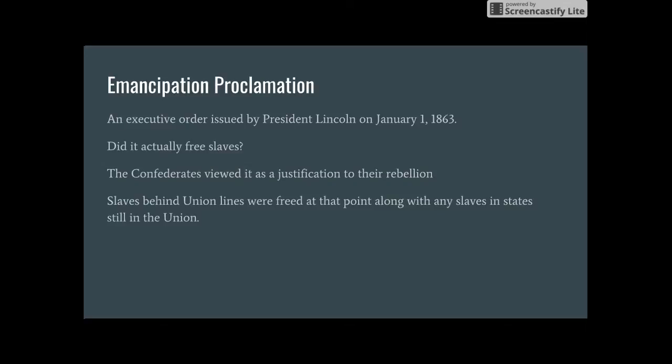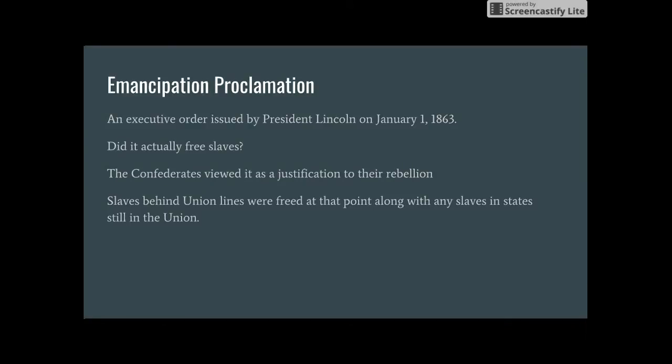The Emancipation Proclamation, an executive order issued by Lincoln, went into effect January 1st, 1863. Did it actually free the slaves? We've talked about this in class. No, it didn't. It took some time. It took the Union Army expanding and moving down into slave territory in the Confederacy, and then they would have to personally free the slaves. It wasn't just a signature on a piece of paper. It took time.